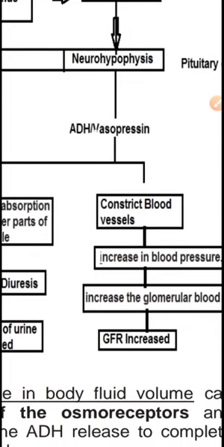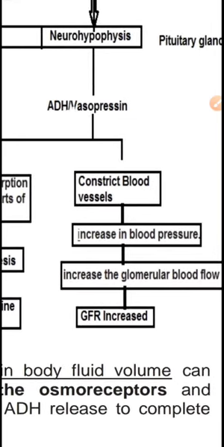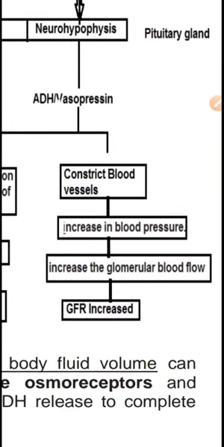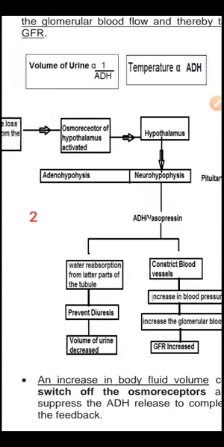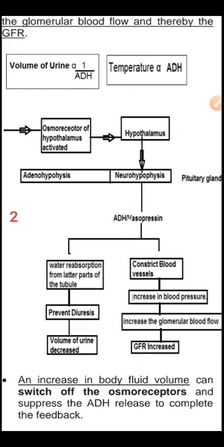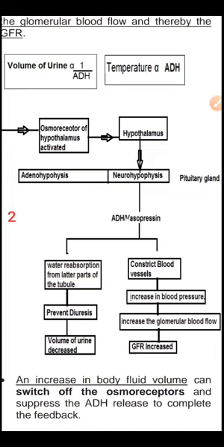ADH is also a vasoconstrictor. That means it can contract blood vessels to increase BP. So this vasopressin constricts blood vessels and increases BP, and thereby increases glomerular blood flow, and GFR can also be increased. An increase in body fluid volume can switch off osmoreceptors and suppress ADH release to complete the feedback.